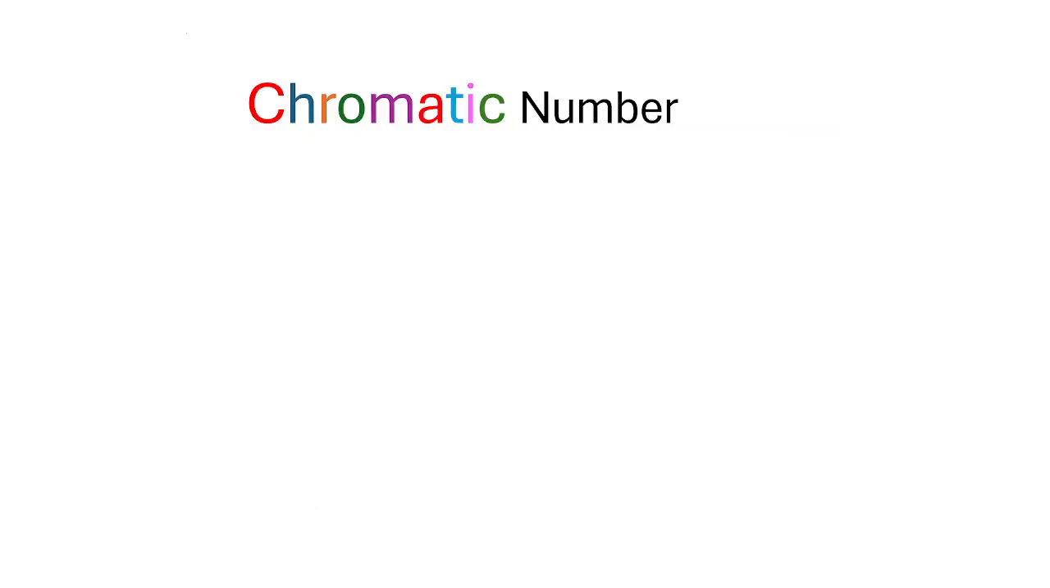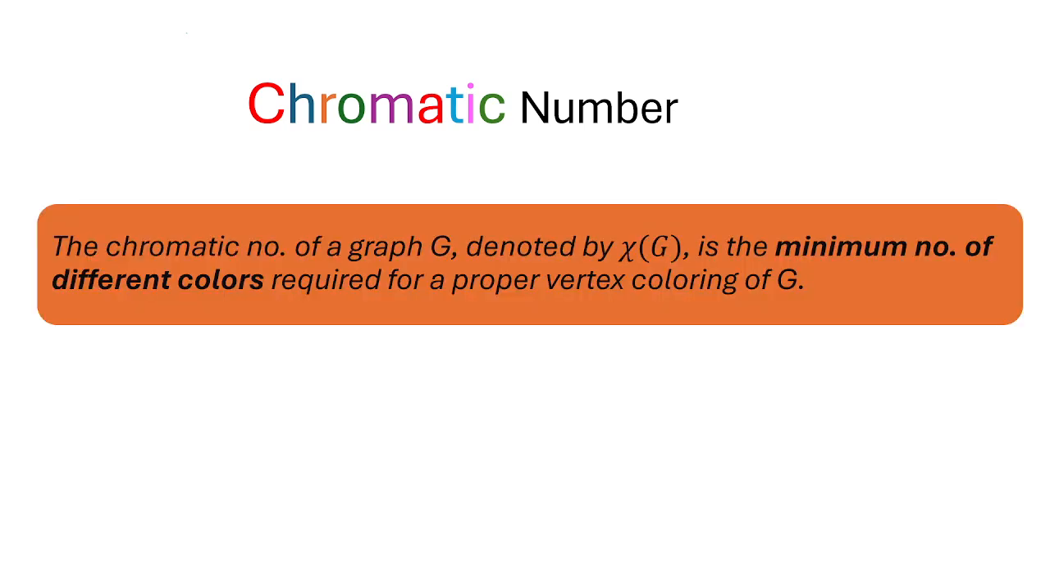Okay, very good. Now what is a chromatic number? This is a very important thing. When it comes to coloring, whether it is vertex, edge or graph, the chromatic number is a very important one. So what is a chromatic number? The chromatic number of any graph is denoted by chi. This is chi.